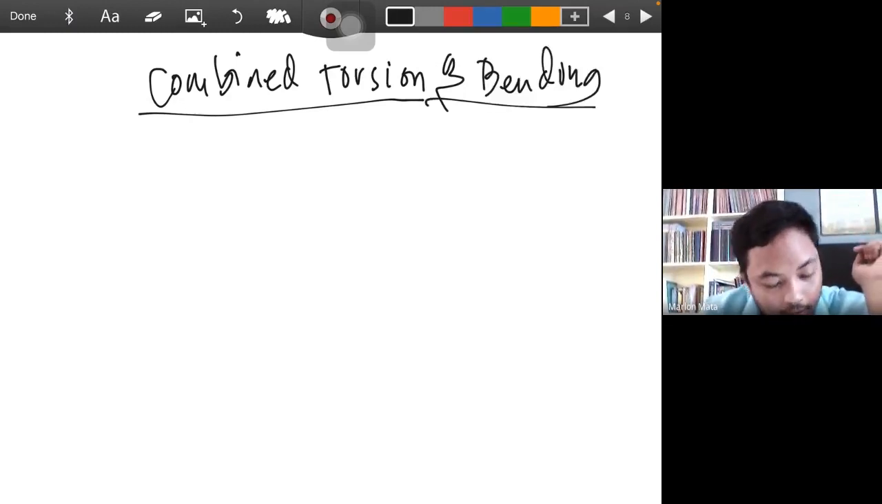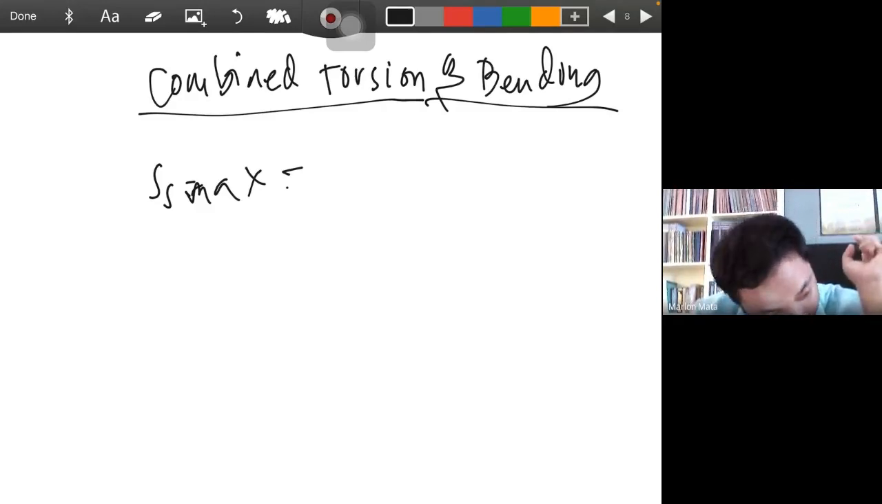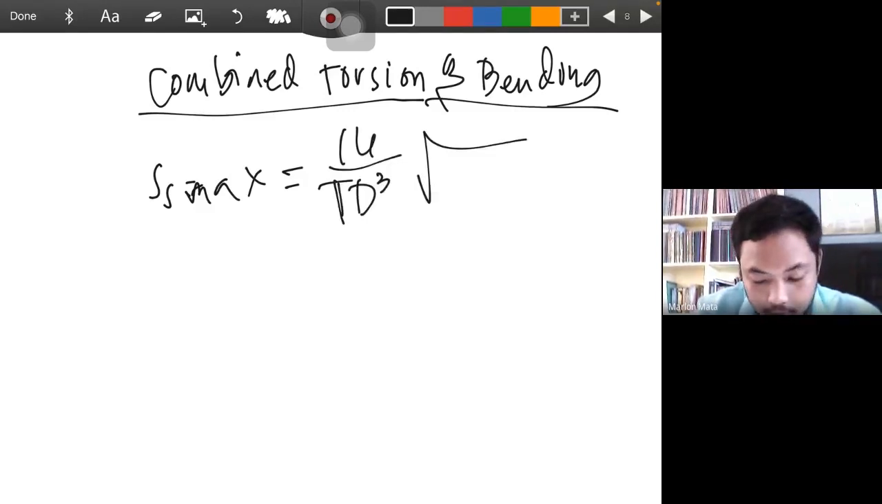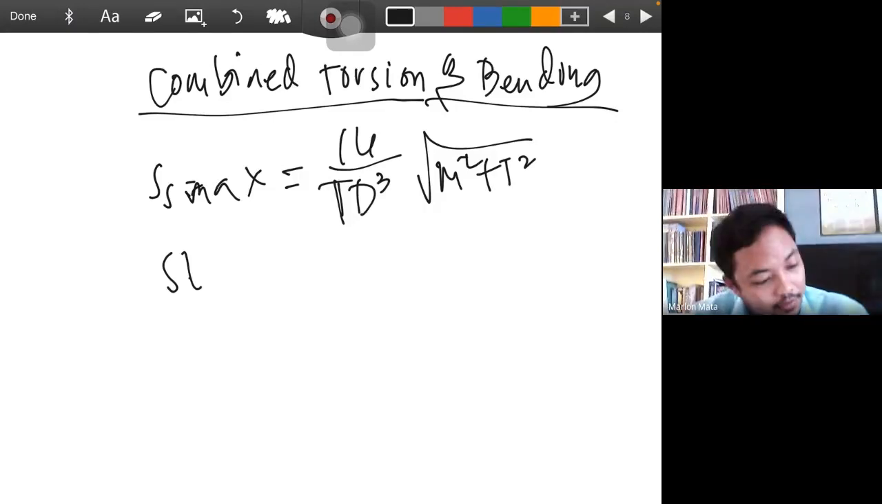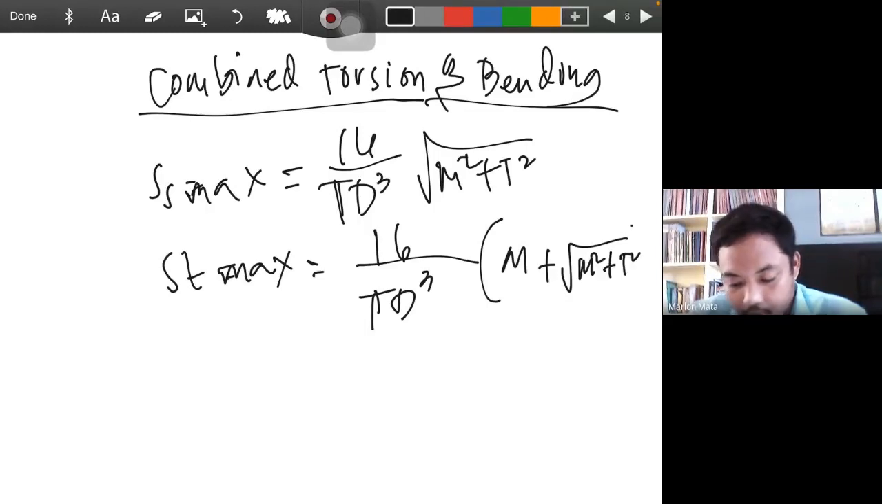So again, the shearing stress maximum, which is the shearing stress maximum induced because of the application of torque, okay, so that is 16 over pi d cubed square root of M squared plus T squared. Okay, we have the tensile stress, no? Is sigma max, which is mostly due to the bending, no? 16 over pi d cubed times M plus square root of M squared plus T squared.